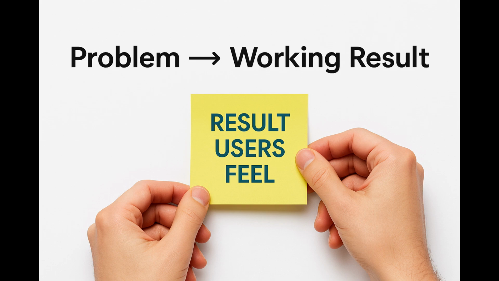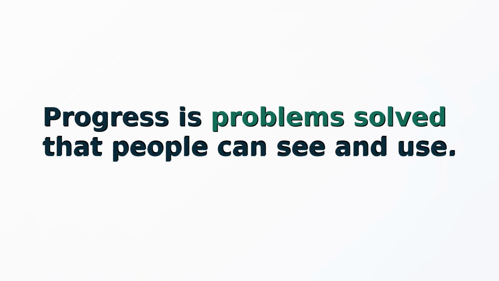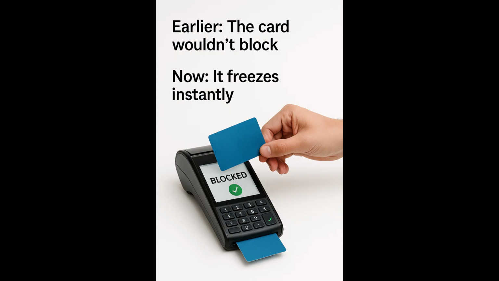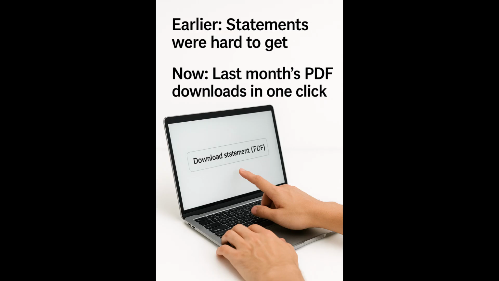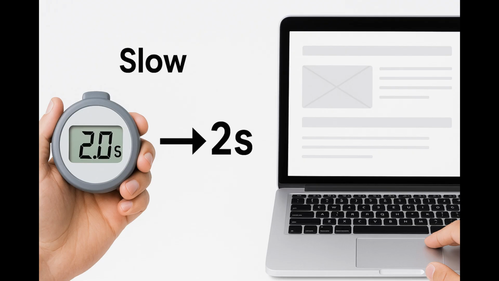Developing software or services is turning real problems into working results for users and stakeholders. Progress isn't lines of code. It's problems solved that people can see and use. For example, earlier the card wouldn't block. Now it freezes instantly. Earlier statements were hard to get. Now last month's PDF downloads in 1 click. Earlier pages crawled. Now they load under 2 seconds.